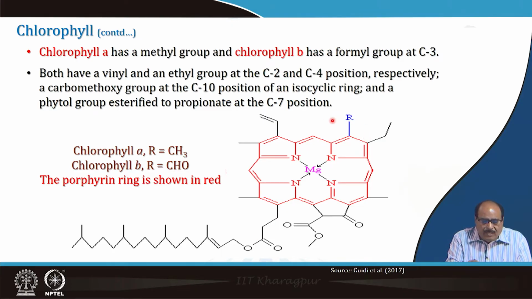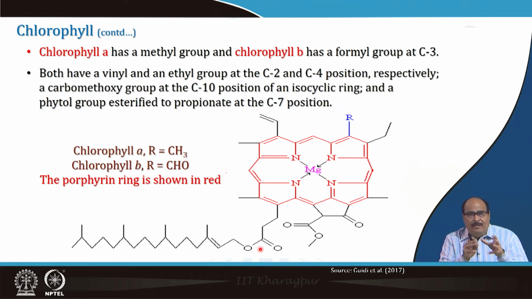So, the R group in A is methyl and in B is a formyl group, and both have, as you can see in the structure, an ethyl group at carbon positions C2 and C4 respectively, and there is a carboxymethyl group at the C10 position of an isocyclic ring, and a phytyl group, which is here at the last, and it is esterified to the propionate at the C7 position.